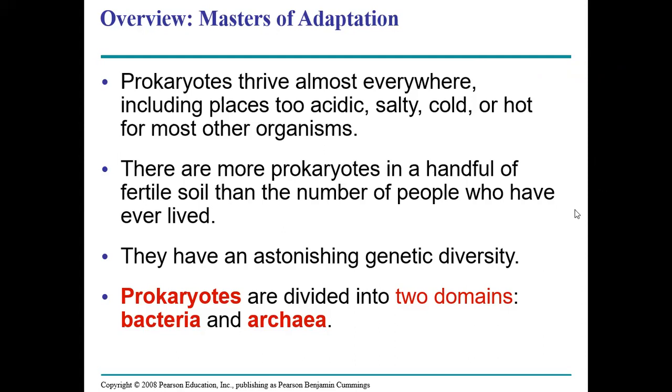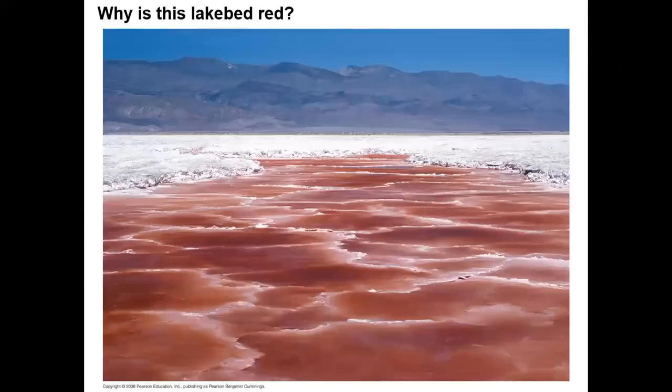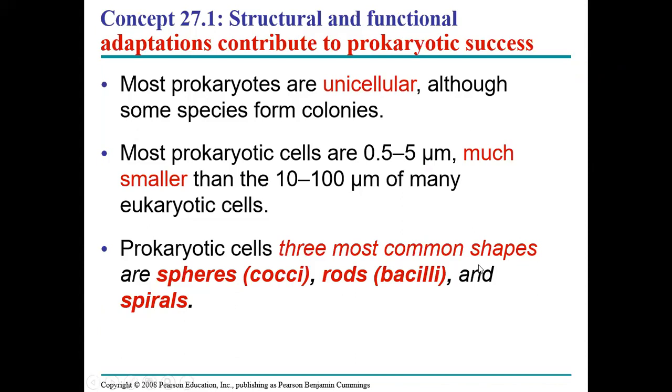Moving into the next slide. Most prokaryotes are unicellular. Almost all the prokaryotes are unicellular, although some species form colonies. The prokaryotes have the ability, when they get a nutrient medium, to grow, multiply, and form colonies. Most prokaryotic cells are 0.5 to 5 micrometers, much smaller than the 10 to 100 micrometers of many eukaryotic cells.